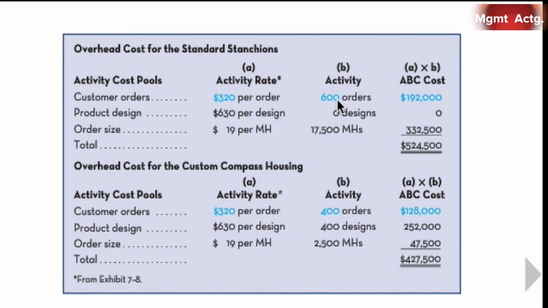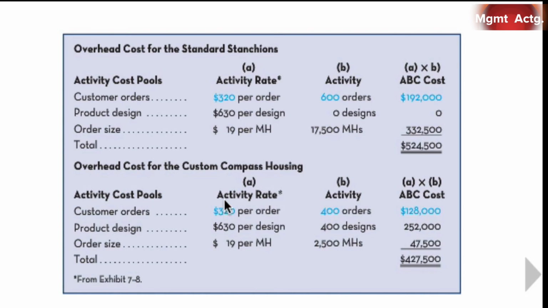We said that this product will take 600 orders, so there's the applied cost, the allocated cost of that overhead to this particular product. Product design, none. We said none, so it'll get nothing. And $19 per machine hour times 17,500 machine hours will be allocated $332,500, and there's the total, $524,000. We move on to the next one.